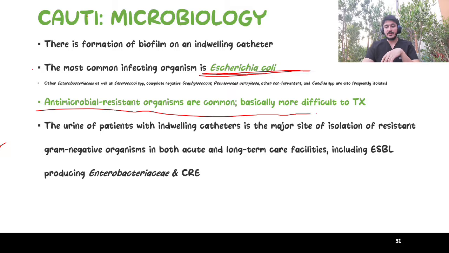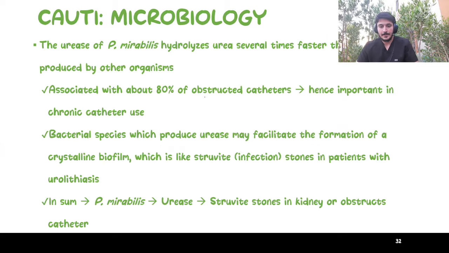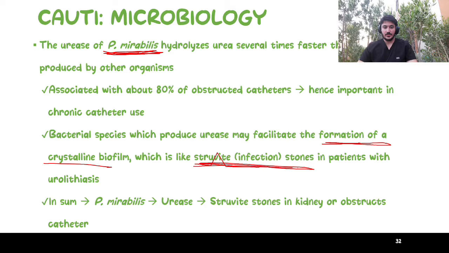Usually catheter-associated organisms are resistant to antibiotics, so it's more difficult to treat. But one of the important things to know about catheter-associated UTI is that sometimes it's caused by Proteus mirabilis. So what's special about Proteus mirabilis? Proteus mirabilis has high activity of urease. This high activity of urease will cause more formation of biofilm and formation of stratified stone.